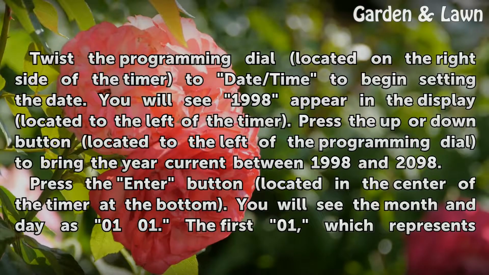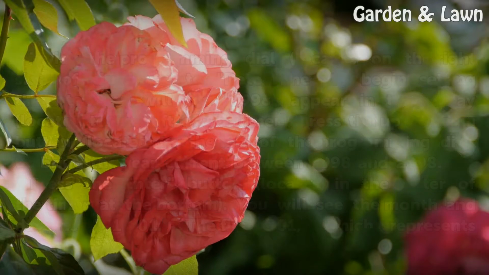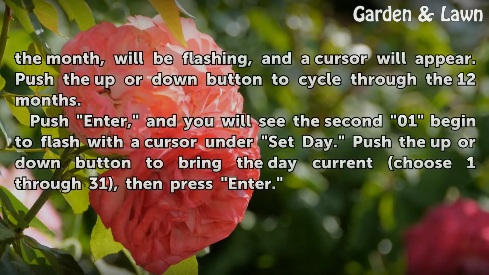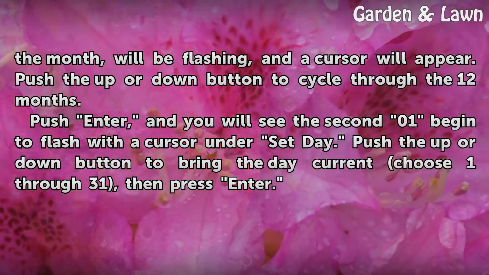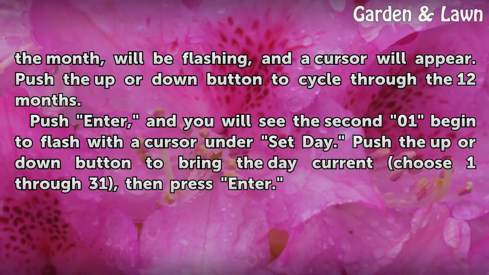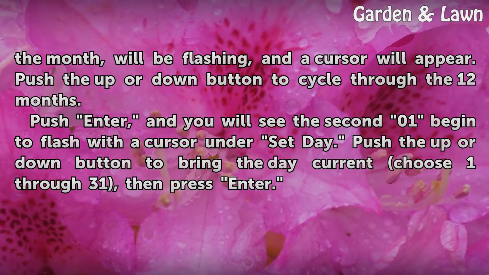You will see the month and day as 0101. The first 01, which represents the month, will be flashing, and a cursor will appear. Push the up or down button to cycle through the 12 months. Push enter, and you will see the second 01 begin to flash with the cursor under set day. Push the up or down button to bring the day current, choose 1 through 31, then press enter.